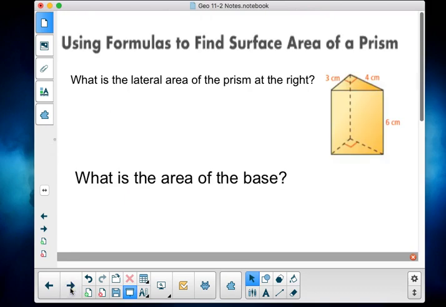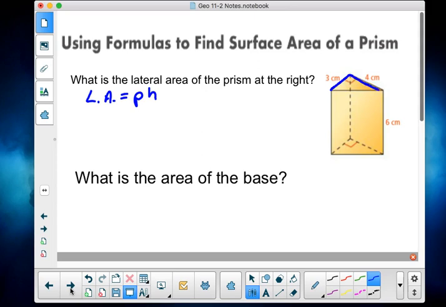Now, using the formulas to find surface area of a prism, what is the lateral area of a prism? Remember, LA represents lateral area, perimeter times height. Now, in order for me to work with perimeter, I've got to have the measures of the base all the way around. Once again, I'm looking at a triangle. That's a right triangle. Well, gosh, I get to pull out the Pythagorean theorem again.